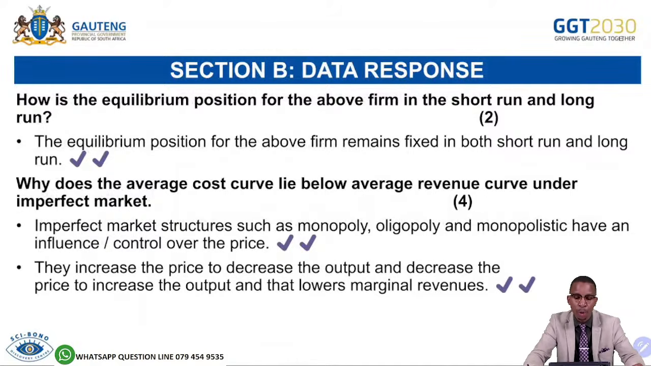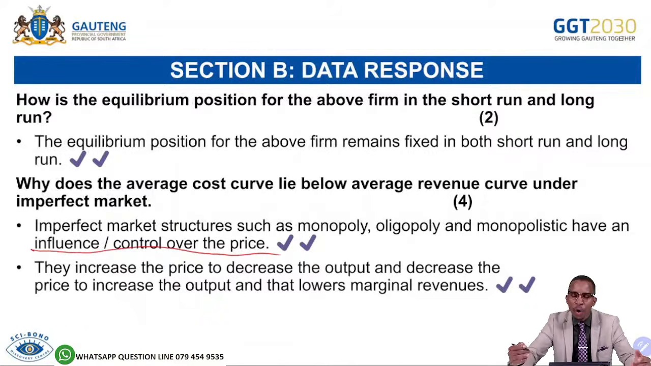Basically monopoly, monopolistic competition or oligopoly. So imperfect market structures such as monopoly, oligopoly, and monopolistic competition have influence or control. Marginal revenue lies below average revenue, and the marginal revenue cuts the x-axis in the middle. Marginal revenue can be zero while the firm is producing something, and can even be negative, but average revenue can never be zero if the firm is still producing at a certain output level.